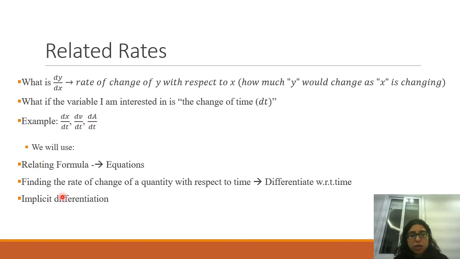So what are we going to use to solve related rates problems? It's very important that we find an equation. These are usually word problems, text problems, and you have to find a relationship between the variables being discussed. Then we need to find the rate of change of the quantity with respect to time. So this equation, you will differentiate it with respect to time, and we will use implicit differentiation.